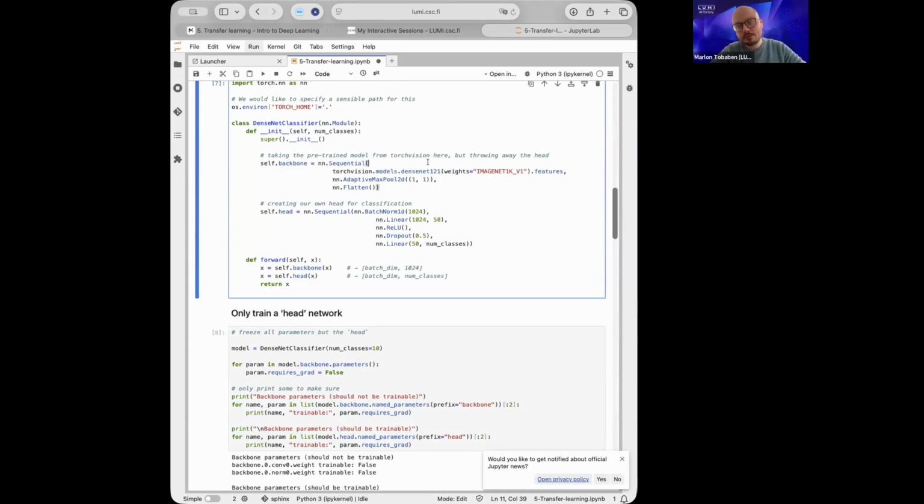So effectively, we know that the features part of this DenseNet will produce 1024 dimensions. That's why we use that as the starting point for our head. Certain vision transformers of a certain size also have certain dimensionality. It's just something that is defined.